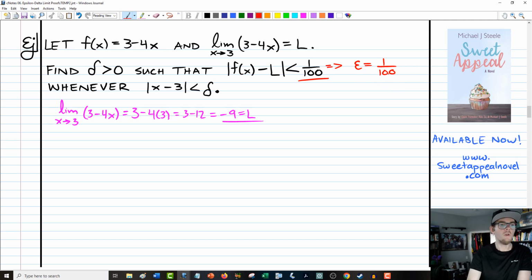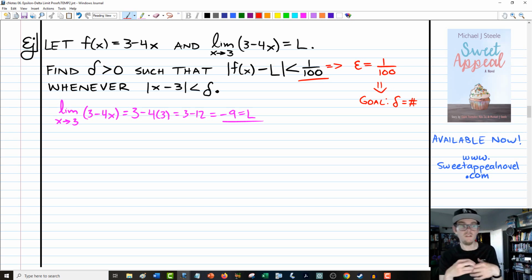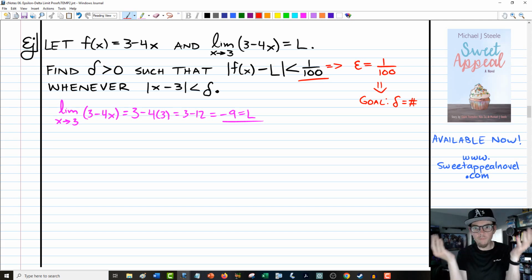So we have a specific goal here. What we want at the very end, in this case, our goal is to actually get a specific delta, which is equal to some number. We want to get a real number delta that says if we're this close in the x direction, we'll be within 1 over 100 of the y value. That's a pretty classic thing.